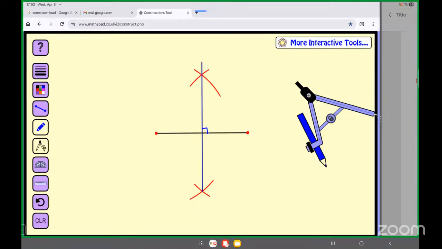Good? Let's do it again. All right, I don't want to see it again. Want to see it one more time? Let's do it one more time. More maths equals better maths.